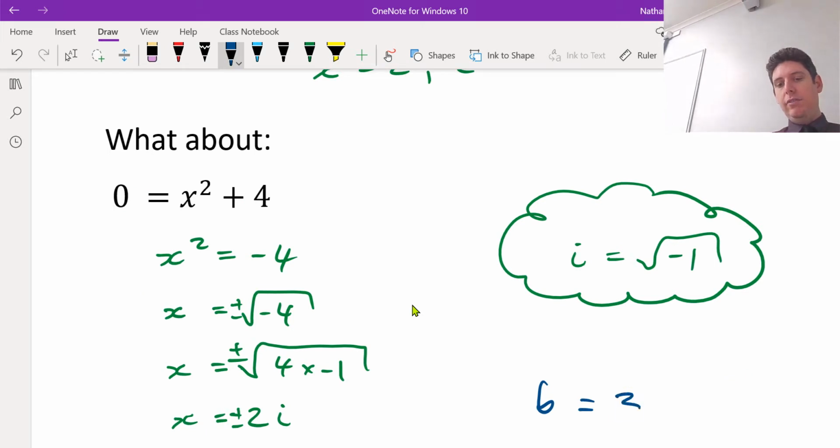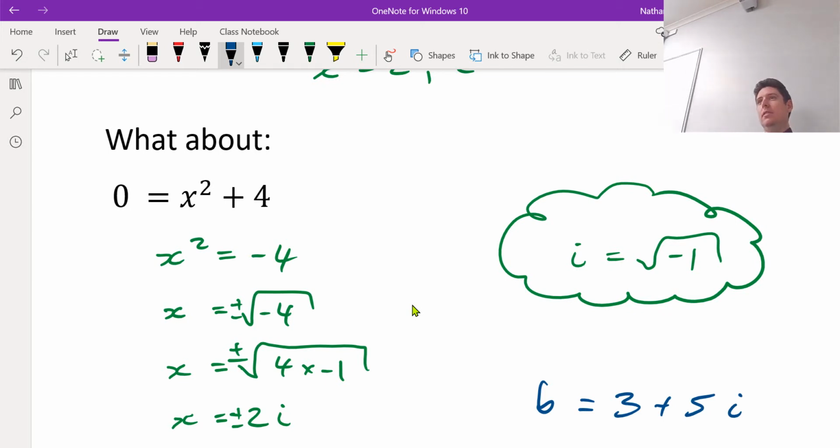Let's try this one. b is 3 plus 5i. Which part of it is the real component? The 3. Which part is the imaginary component? The 5, or the 5i. Okay, so you can write this down as well. A complex number can have a real component and an imaginary component. The real component, there's no i next to the number. The imaginary component has an i.